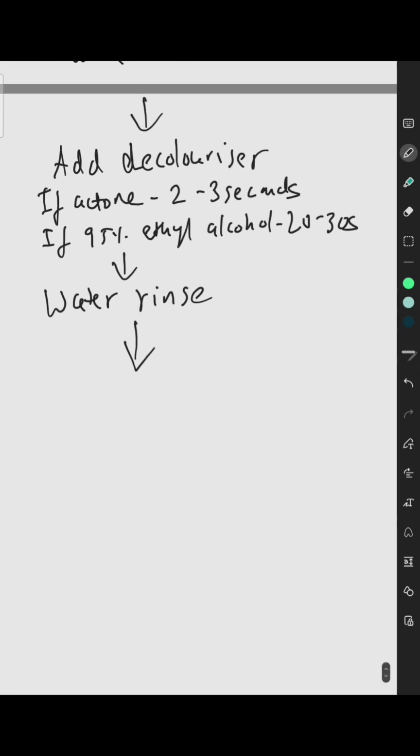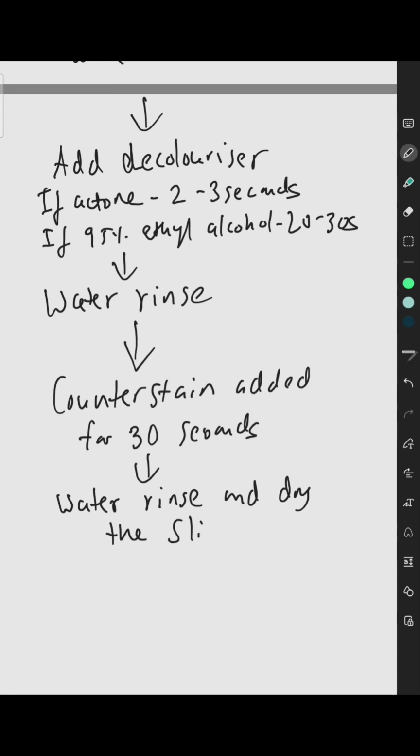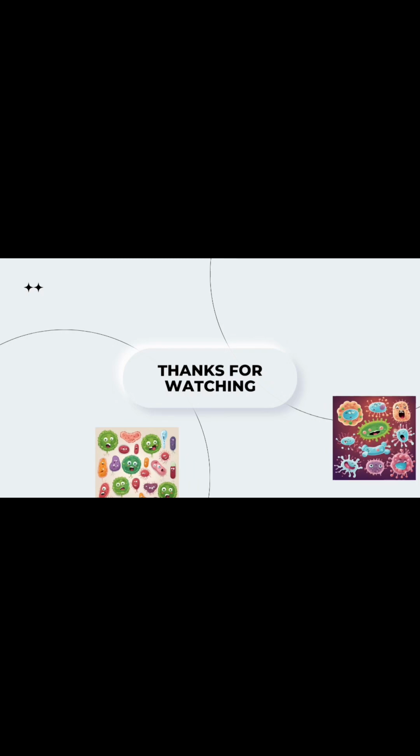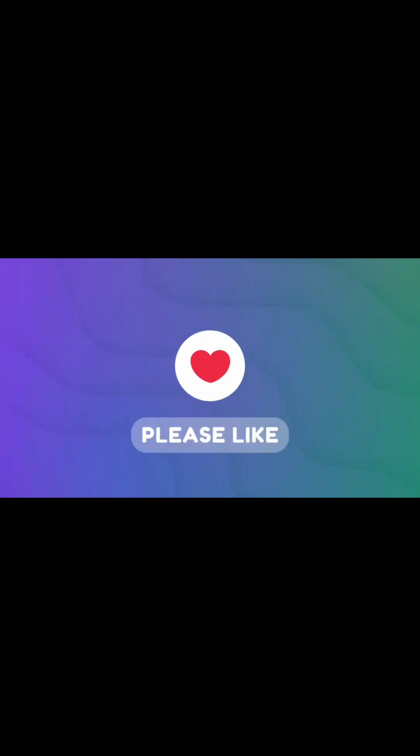After that, we will rinse with water, and lastly we will add a counterstain, which is safranin, for about 30 seconds. Then again we will rinse with water, and then finally we can dry the slide. Either we will air dry it or we will pass it over a flame, okay? The only thing to make sure is that we don't heat the slide too much so that it cracks. Once it is dry, it is now ready to be focused under a 100x lens of a microscope.